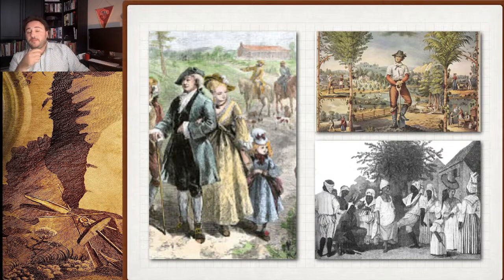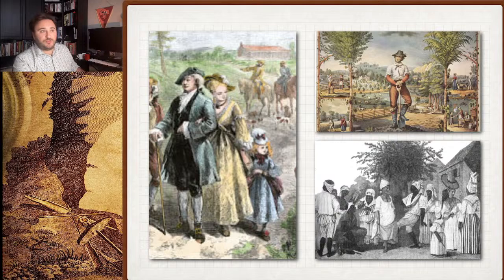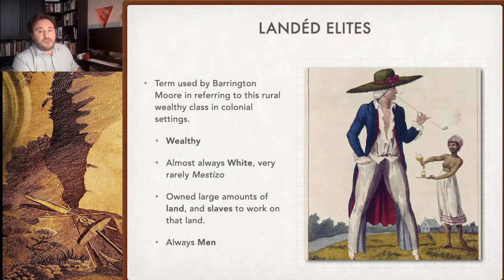So, we need to give these planters a name. And for this, we go to Barrington Moore. Barrington Moore refers to these individuals by a name. He calls them, in the most generic way possible, landed elites, or elites with land, essentially.